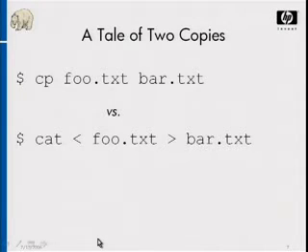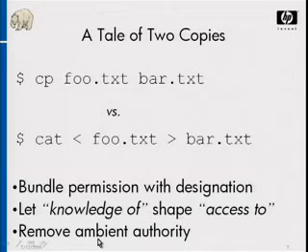Cat needs no prior authority in order to do the job the user is asking it to do in this scenario. The authority provided in the request is all the authority that needs to be conveyed to cat in order for it to accomplish its action.